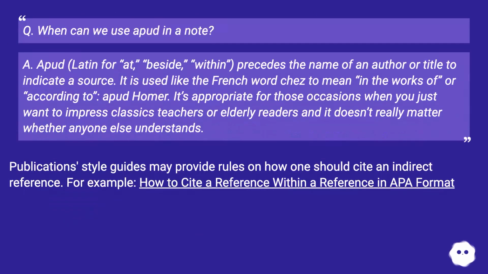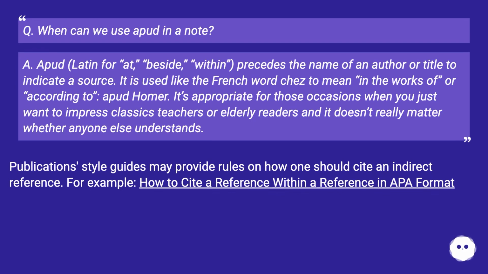Q. When can we use apud in a note? A. Apud, Latin for at, beside, within, precedes the name of an author or title to indicate a source. It is used like the French word chez to mean, in the works of, or, according to, Apud Homer. It's appropriate for those occasions when you just want to impress classics teachers or elderly readers and it doesn't really matter whether anyone else understands.